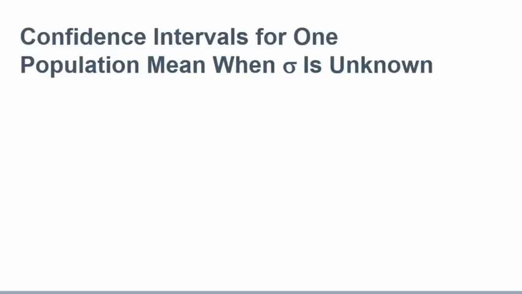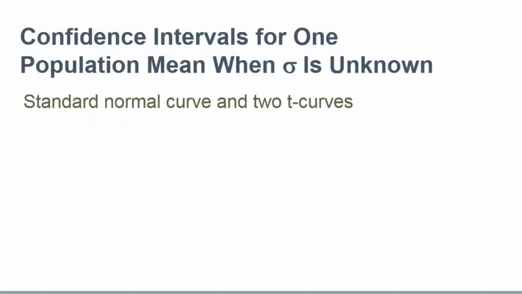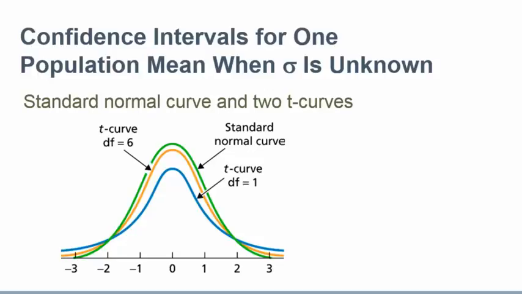Confidence intervals for one population mean when population standard deviation is unknown. Standard normal curve and two t-curves. So our standard normal curve goes from -3 to +3 with a mean of 0, standard deviation of 1. And normally you use the standard normal curve to find your probability, but you have to know what the population standard deviation is. Since that's rare, we use something called a t-curve.